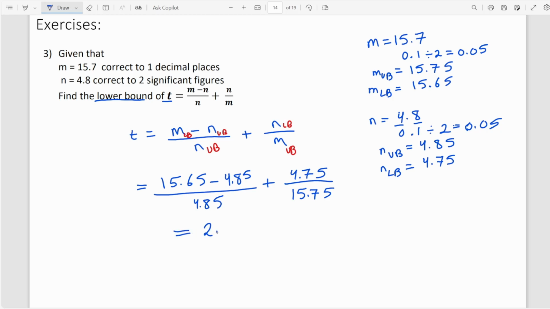So we get 2.528 and so on. Rounded to 3 significant figures, this is equal to 2.53. Okay, so this is the final answer.